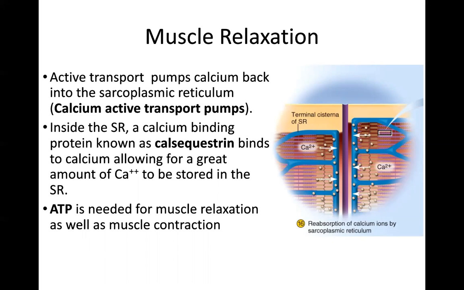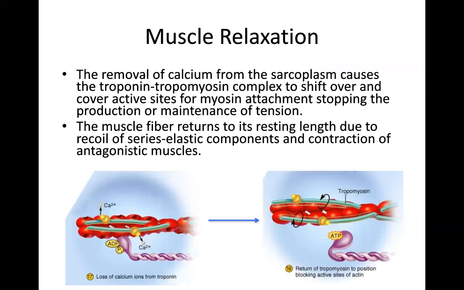Now, inside of the sarcoplasmic reticulum, we have a special type of protein called calsequestrin, which helps bind calcium so that it allows for an even greater amount to be stored. So the moral of the story when it comes to ATP is not only do we need it for a muscle to contract, but we also need it for a muscle to relax. So that explains why muscles produce so much heat when they contract. There's a lot of different things going on, a lot of energy being utilized, a lot of heat being produced.